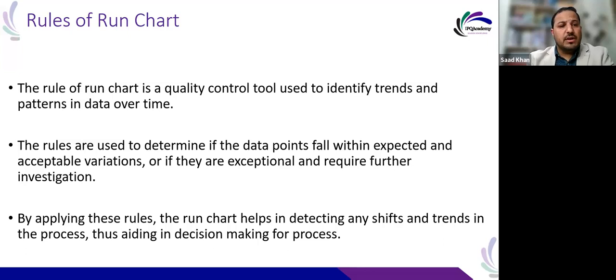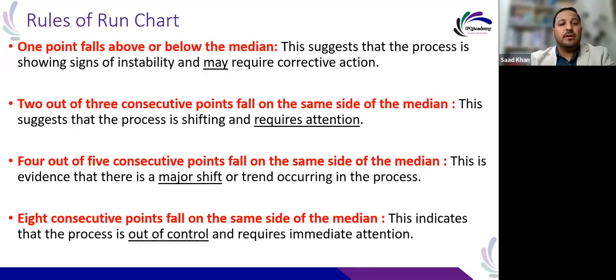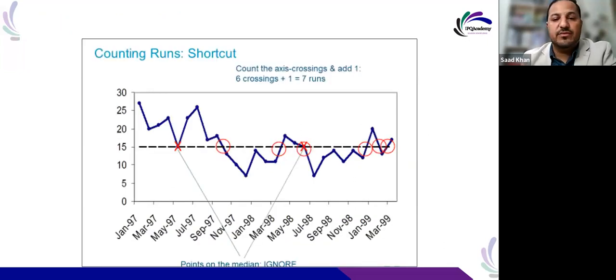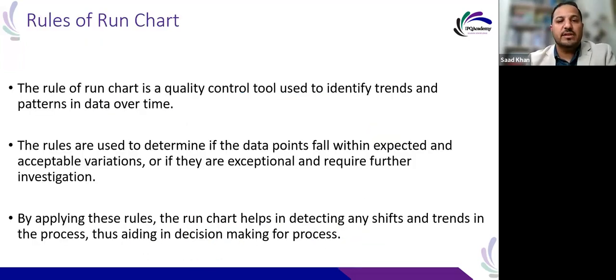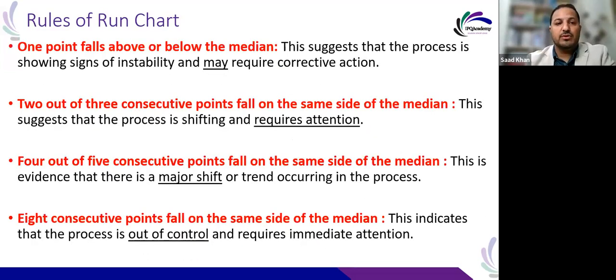So now there are 4 rules basically. 1 point falls below or above the median line, which may require corrective actions. If you have any 1 point which is below the median, it can require an action plan, where you have to decide whether you have to go for it or not. And you have to study the whole pattern or trend of the process.